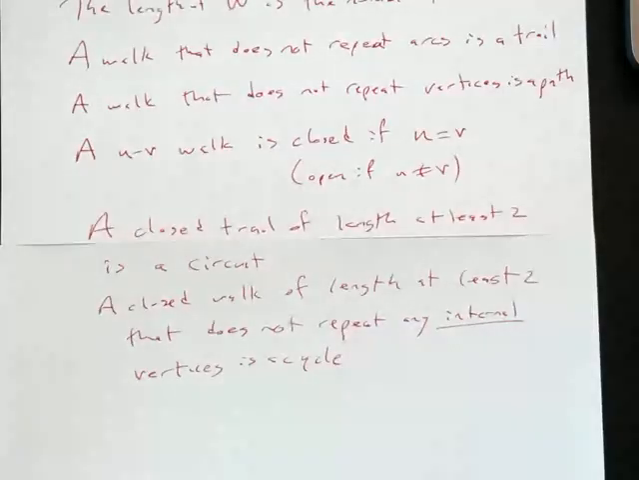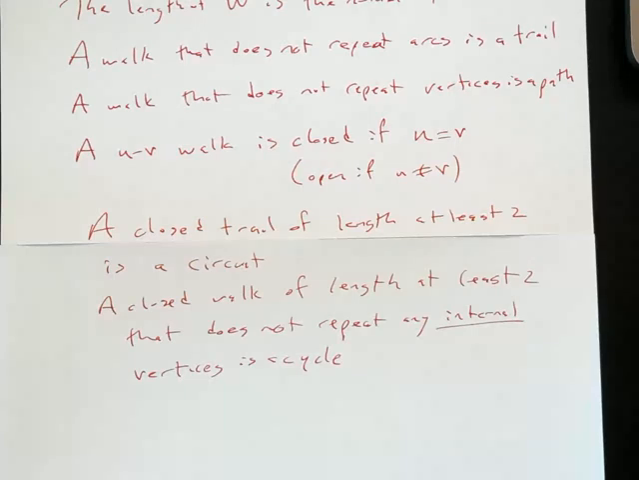I always try and remember circuits go with Euler. And Euler wanted to visit each edge once. But I could visit each vertex as many times as needed. Hamilton wanted to visit each vertex once. Hamilton goes with cycles. So if I remember the stuff we just finished doing, I can help remember which one is which, I think.